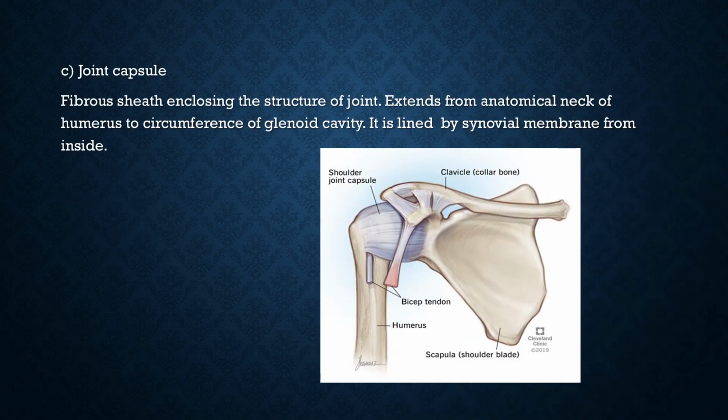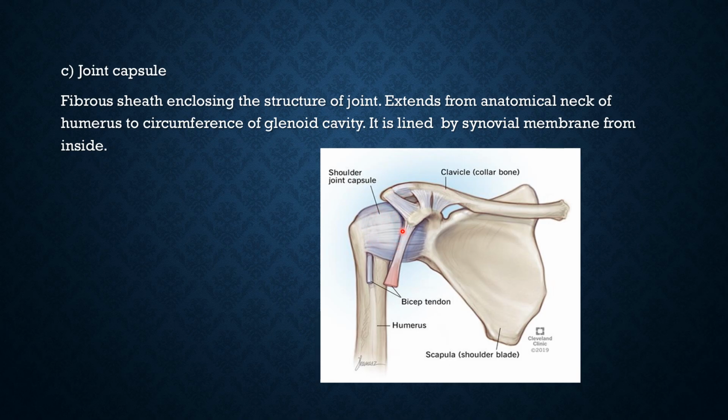About the joint capsule. So, what is a joint capsule? Basically, a joint capsule is a fibrous sheath that encloses the complete structure of the joint. Right? It is a sac-like envelope that forms a sleeve around the joint and encloses its cavity.